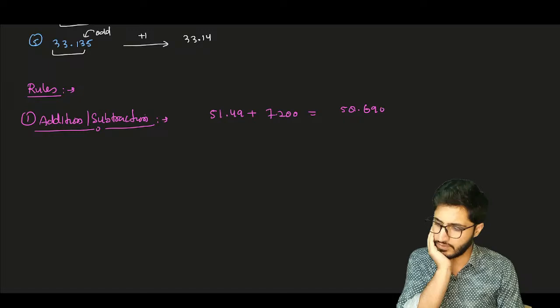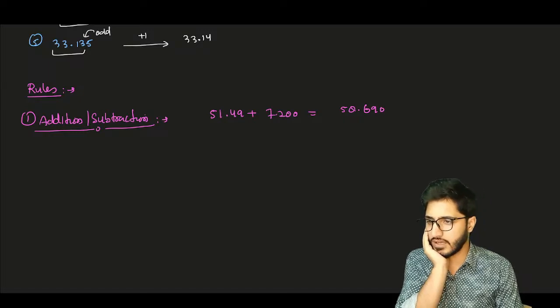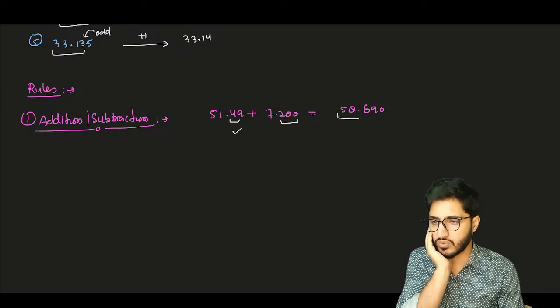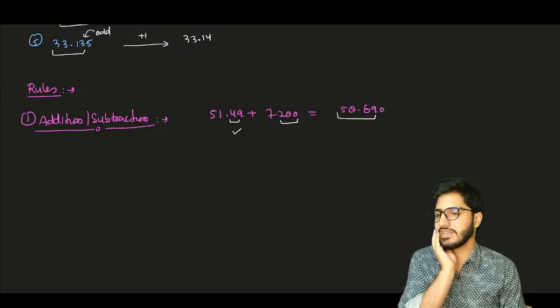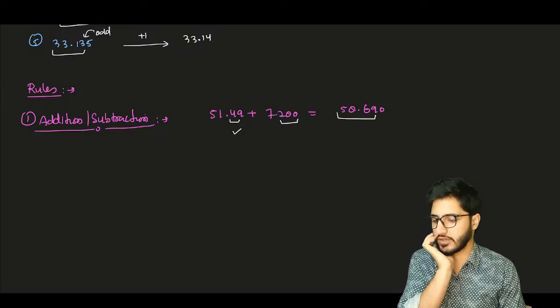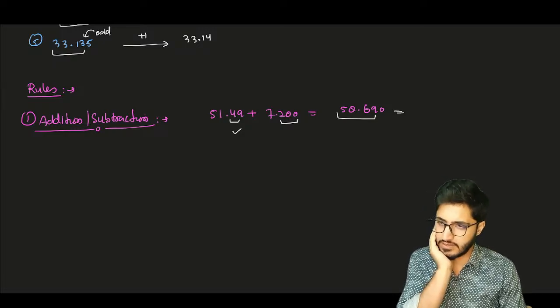690. But here, up to this digit we are having 2, and here we are having 3, so we have to choose up to 2 only. It is 0, 0 is even, so I can write 58.69 only. So my answer is 58.69 only.